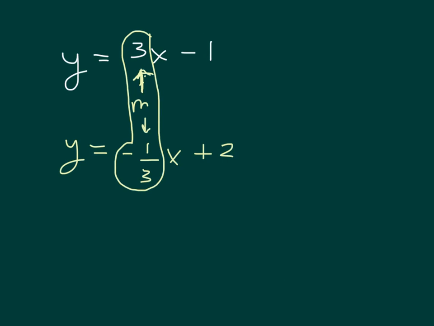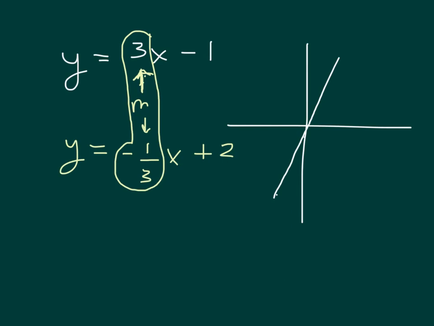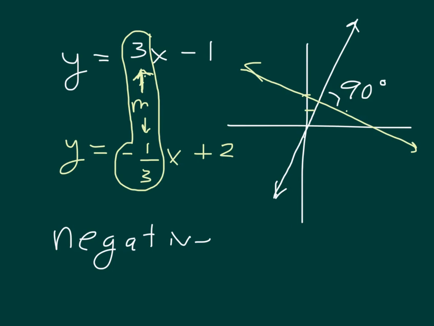And if I sketch that out, what would it look like? Better axis there. The first line would start at -1 and would go up 3 over 1. So it would be a very steep line. While the second equation would begin at 2 and go down 1 over 3. And that's a pretty good freehand sketch of what would happen to those 2 equations. They would form 90-degree angles because the slopes are negative reciprocals.